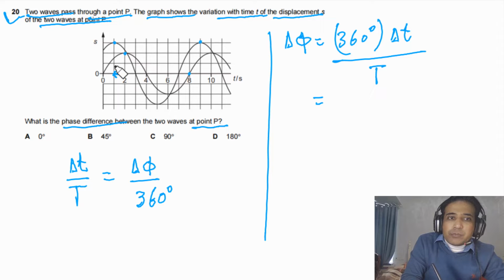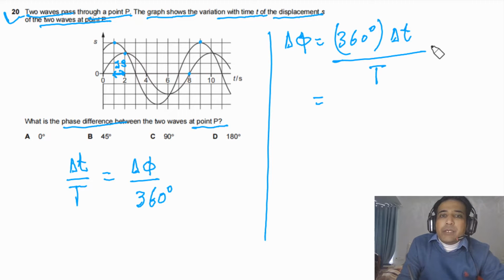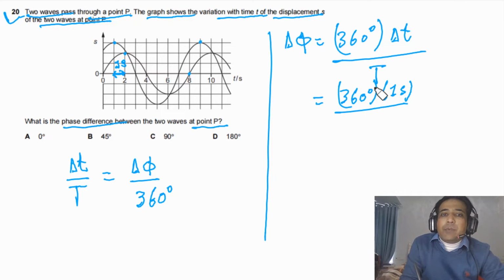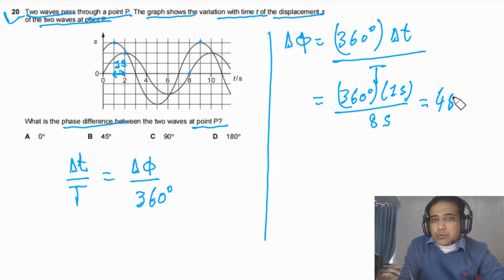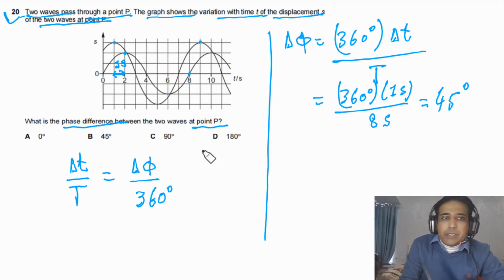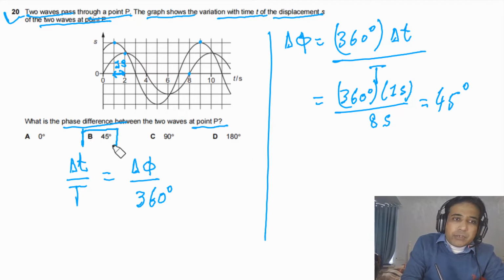I hope you will simply say this time difference is equal to 1 second. So delta t is equal to 1 second. Now simply we can plug in values. So we have 360 degrees times 1 second divided by time period, that is equal to 8 seconds. Now if we solve this one, we will get 45 degrees. So the answer for this question is B. So this is how you can figure out.